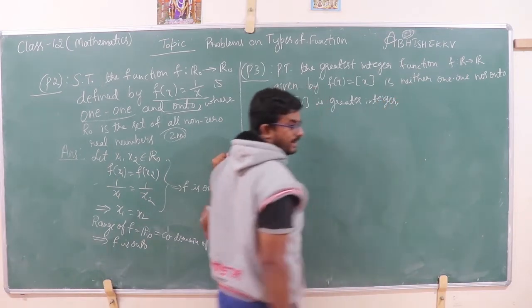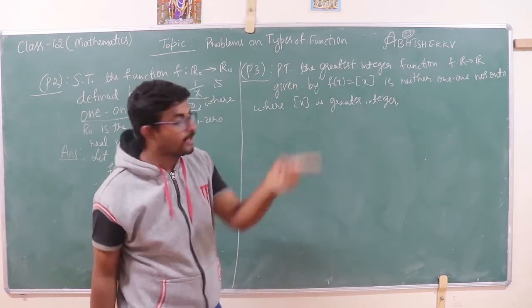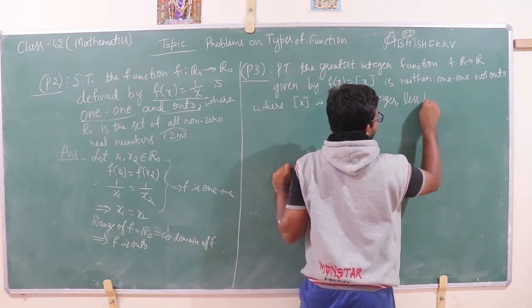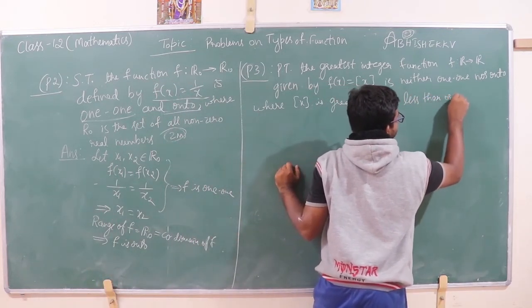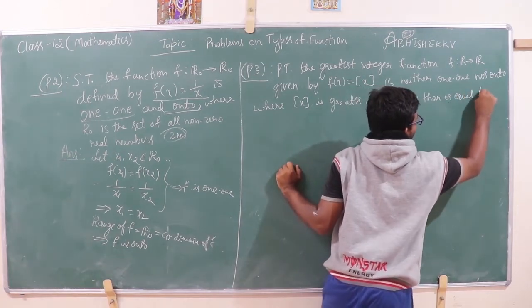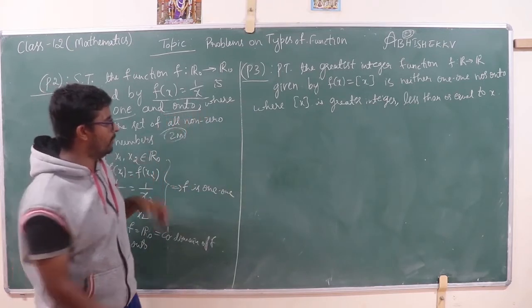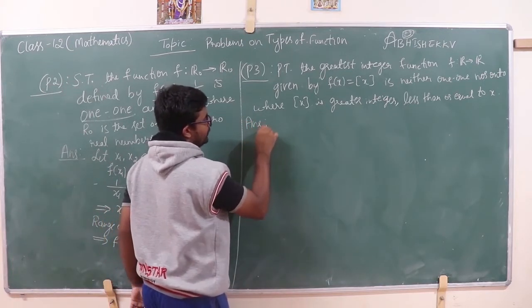What is the definition for greatest integer? Less than or equal to x. That is, less than or equal to x. Yes, let's move on to the problem solution for this problem.